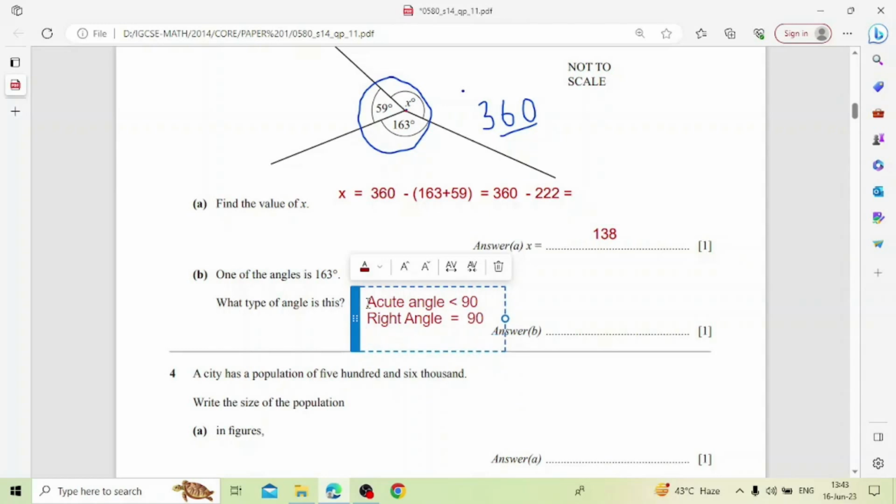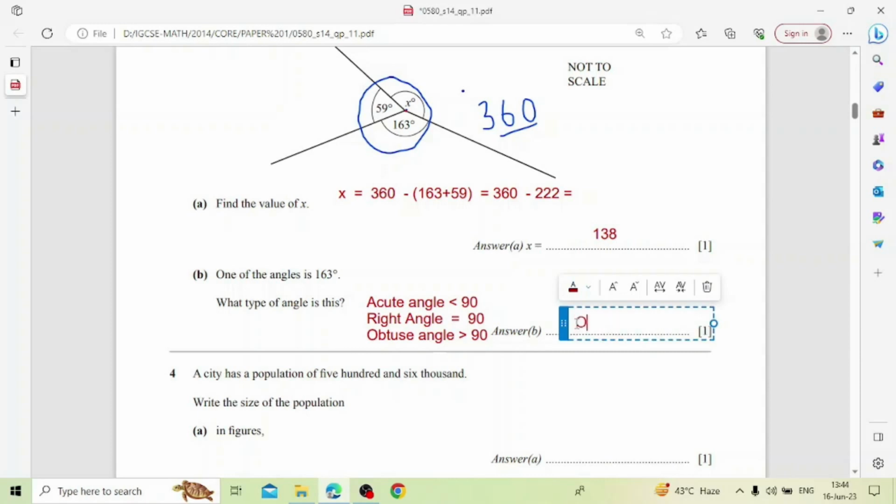We have the third type of angle as well, that's called an obtuse angle, which is always more than 90 measurement. Now, as per the question, what we know is that it's perfectly an obtuse angle, since it is 163, more than 90. Obtuse angle.